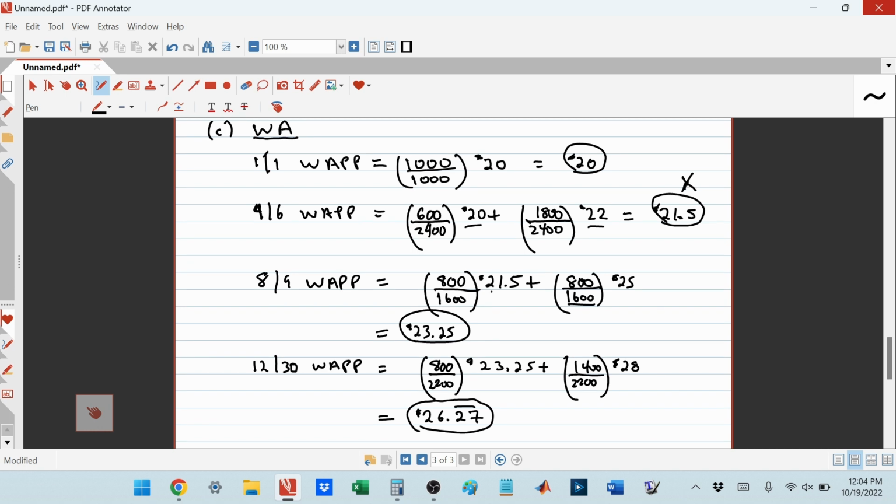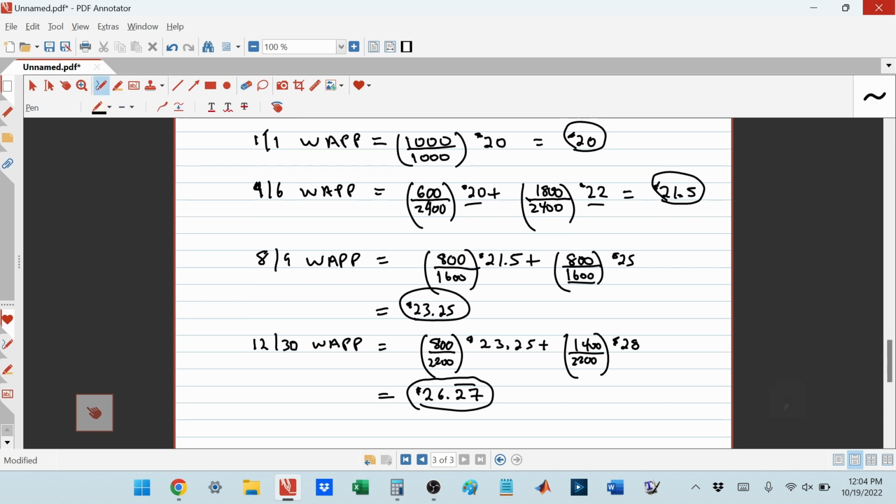Well, this number is used right here in the calculation of this number, which means this number will be wrong, which means this number will be wrong. So you have to make sure you get these weighted average purchase prices all correct. And if you do that, then there's a very high chance that you will get the problem right. You could still make an error after this, but it's not likely.